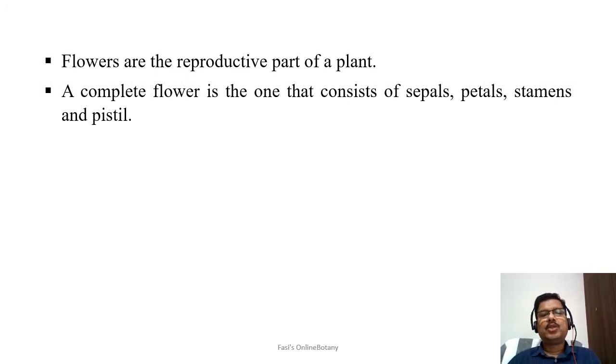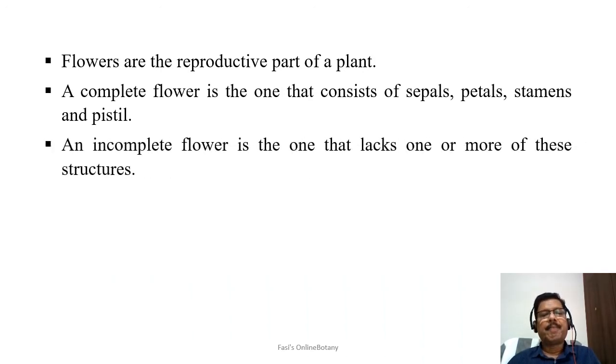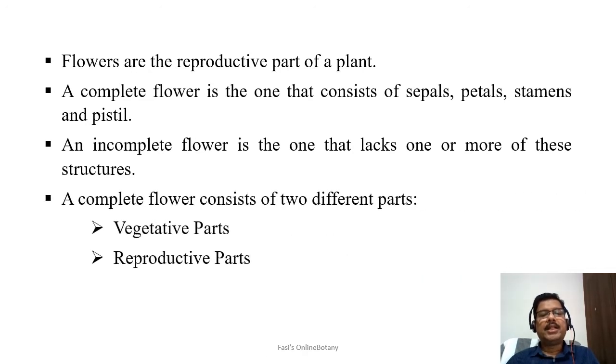Flowers are the reproductive parts of a plant. They are not only involved in reproduction but are also a source of food for other living organisms. They are rich in nectar. Flowers can either be complete or incomplete. A complete flower is one that consists of sepals, petals, stamens, and pistils. An incomplete flower is one that lacks one or more of these structures.